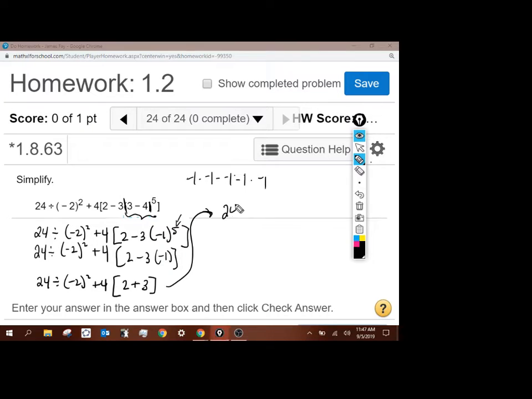Yeah. So I'm going to 24 divided by the negative 2 cubed plus 4. Now, that 2 plus 3 can turn into 5. We good?